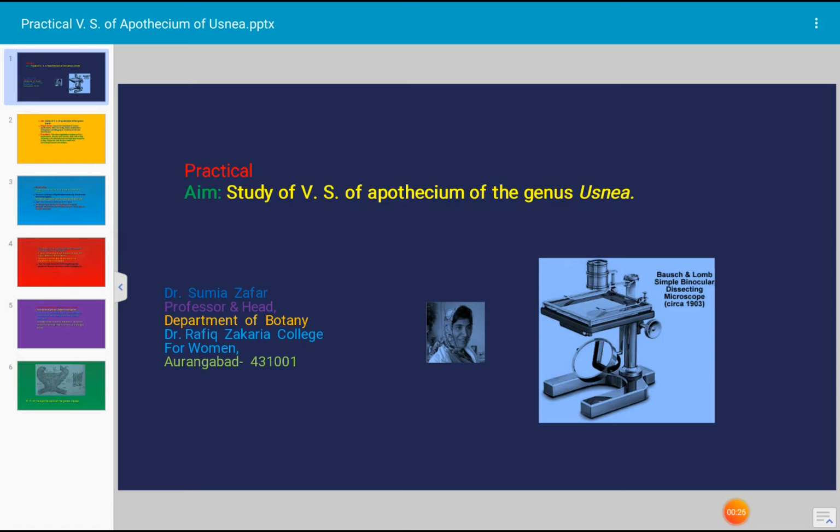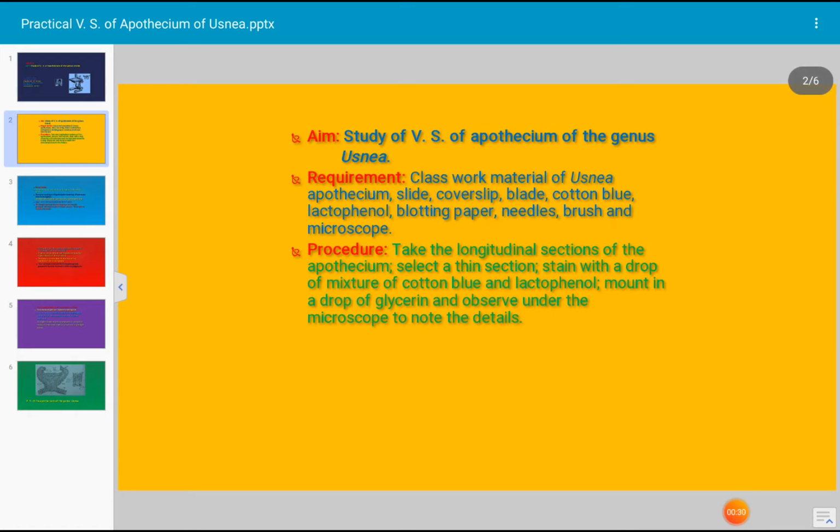This is the aim of the practical. Let us see what we have to do during this practical. The requirements for the practical are classwork material of Usnea apothecium, slide, cover slip, blade, we need a new blade, cotton blue, lactophenol, blotting paper, needles, brush, and microscope. These are the requirements for the practical.